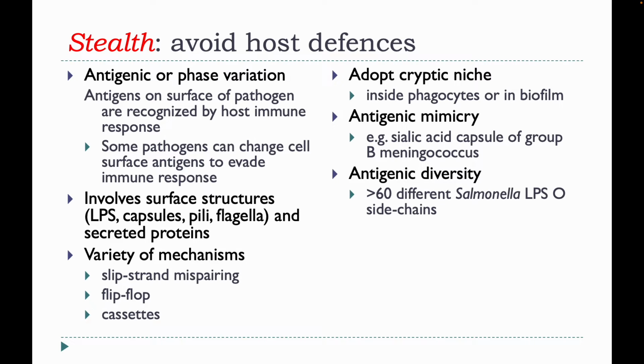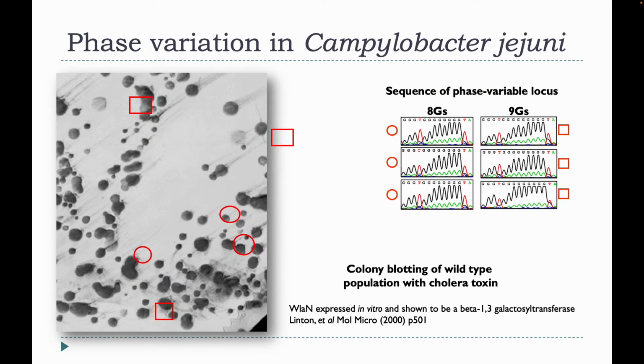That is one answer. The other answer is that there may be other factors. There may be avoiding predation by phages or amoebae or whatever, but basically that does help. And there are a variety of mechanisms for that, we won't go into that. They can adopt a cryptic niche and hide away. They can engage in antigenic mimicry, so group B meningococcus has a capsule that looks very much like sialic acid that coats many human cells. And this huge antigenic diversity also helps with that.